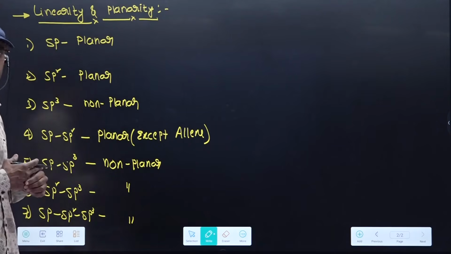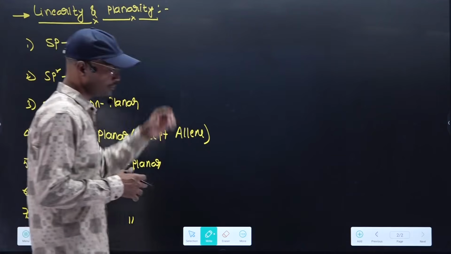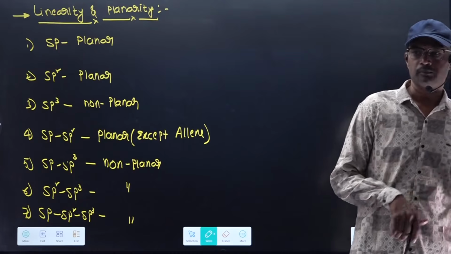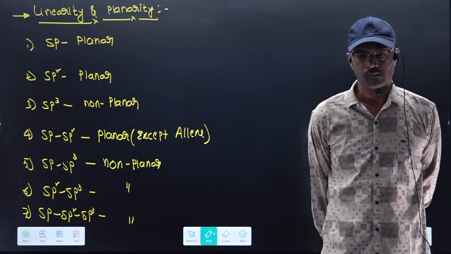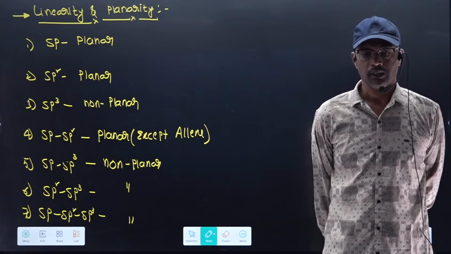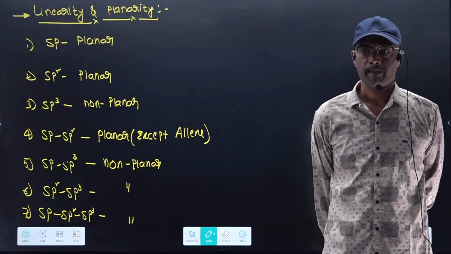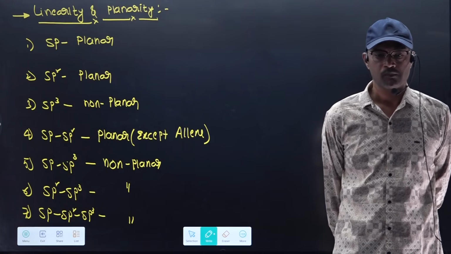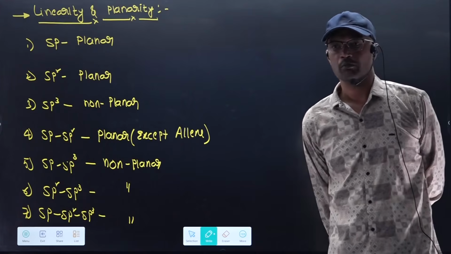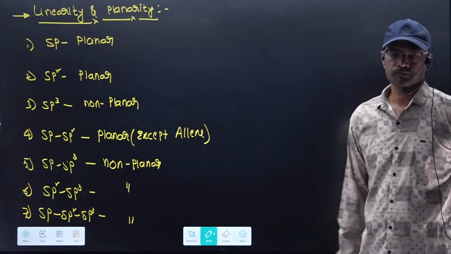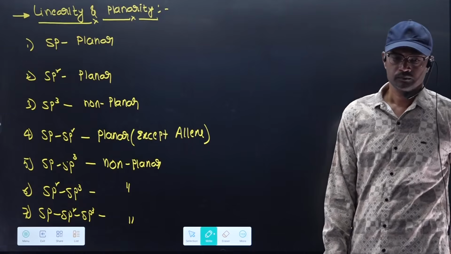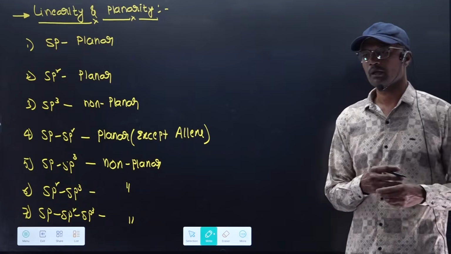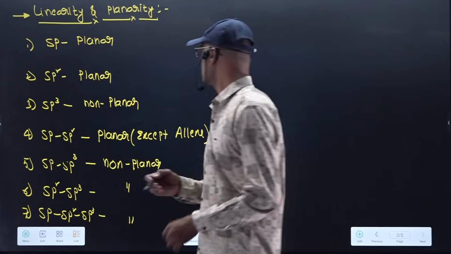Right? Here write one point. All linear molecules are planar, but all planar molecules are not linear. All linears are planar, but all planar is not linear. Okay.